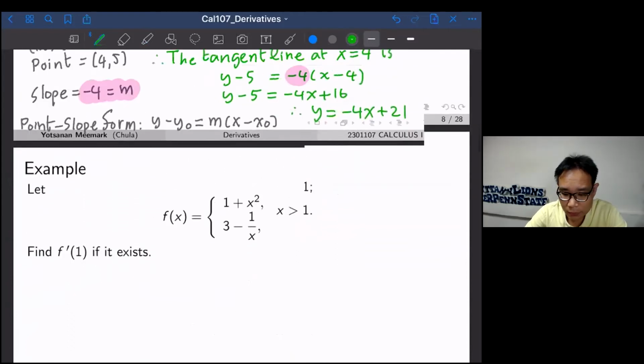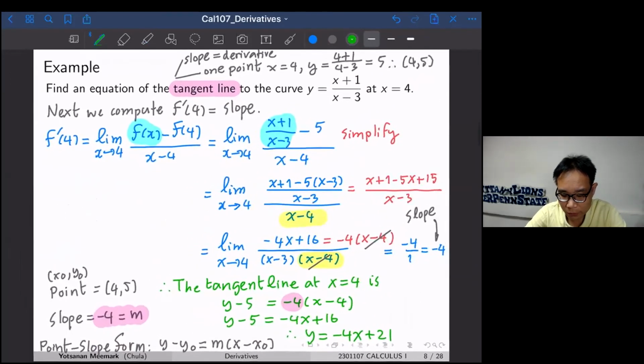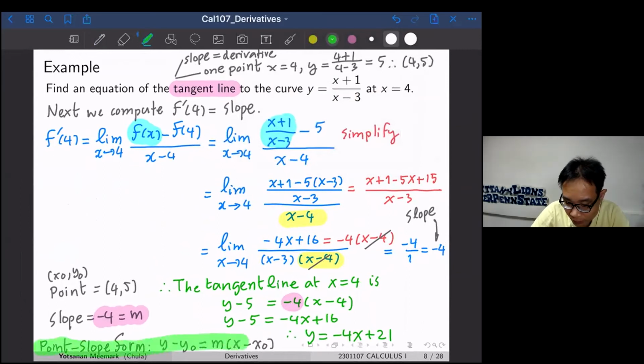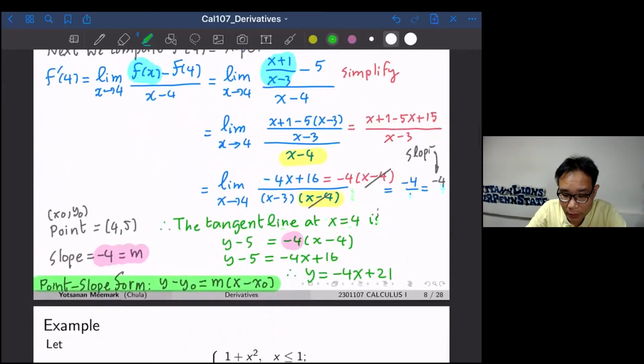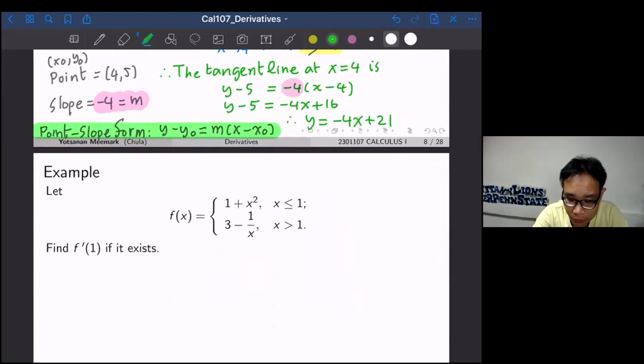Another example. Let me wait for you to copy, and you may have the whole question. For this one, you have the point slope form. You need to know this in order to find the tangent line. You have the point slope form y minus y0 equals m times (x minus x0), and you'll be able to apply this to find the tangent line. The next example, I will teach you to find the derivative of the piecewise function.